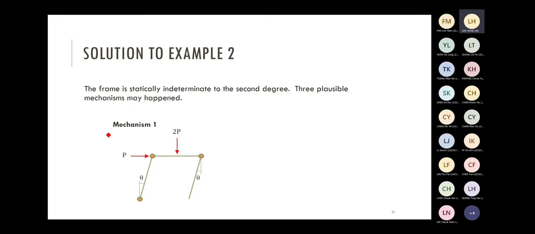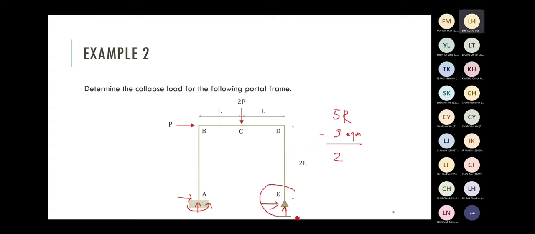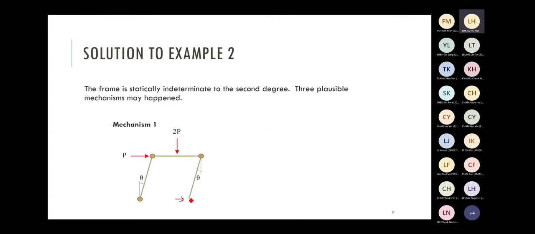Firstly, mechanism 1. I consider the sway mechanism. Sway mechanism means you have hinges at the end of columns. One here, here, here. What about this point? This point is already a hinge at the beginning. Pin support. It's free to rotate. Point E is a real hinge. It's not a plastic hinge. It's a real hinge. It's already free to rotate.